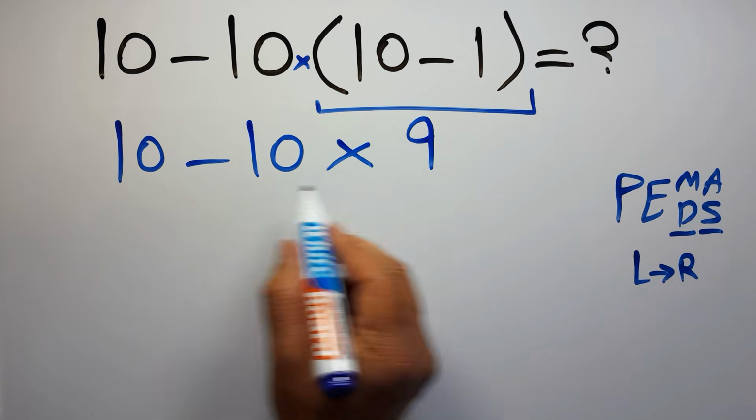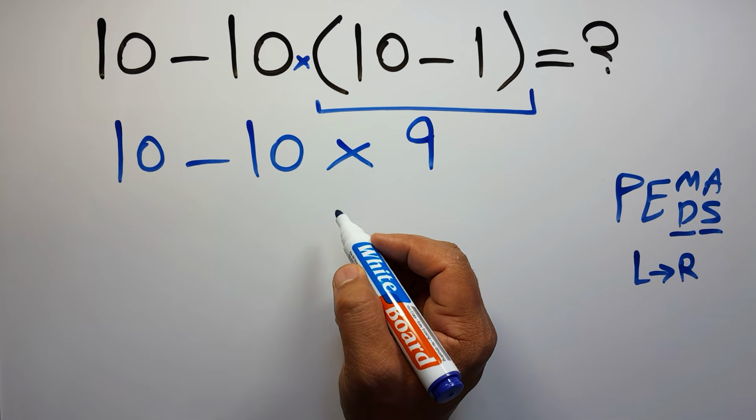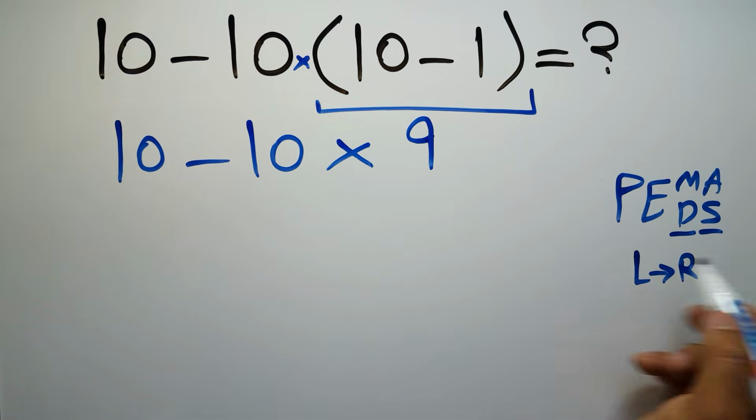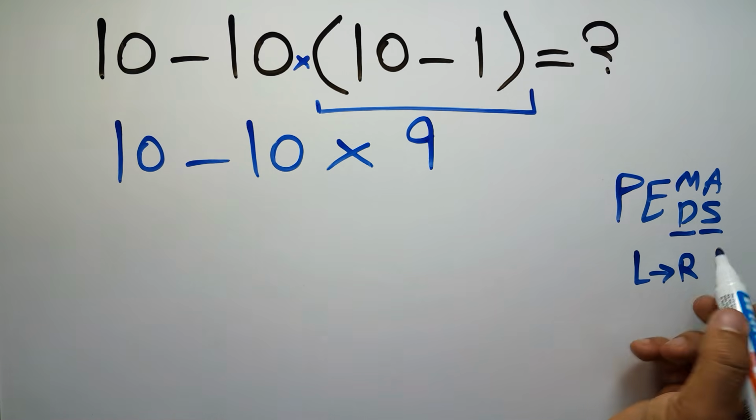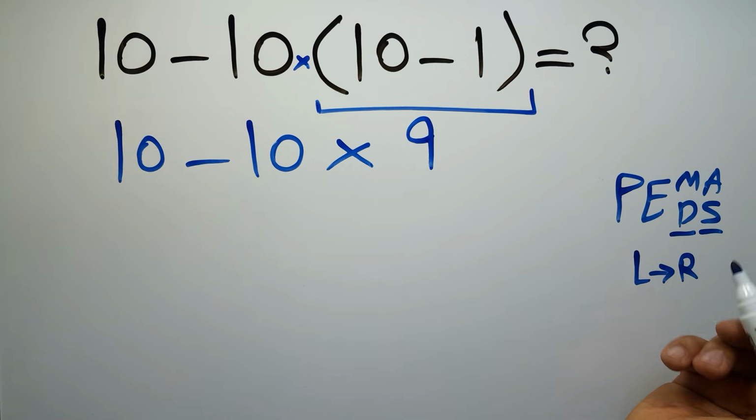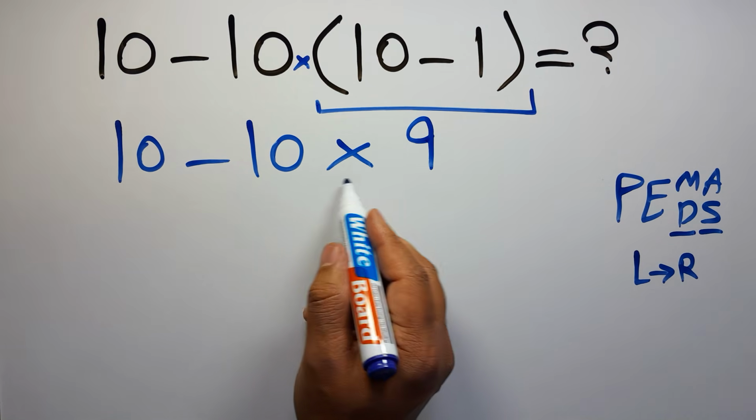Now in this expression, we have one subtraction and one multiplication. According to PEMDAS, multiplication has higher priority than subtraction because multiplication comes before subtraction. So here, first we have to do this multiplication.